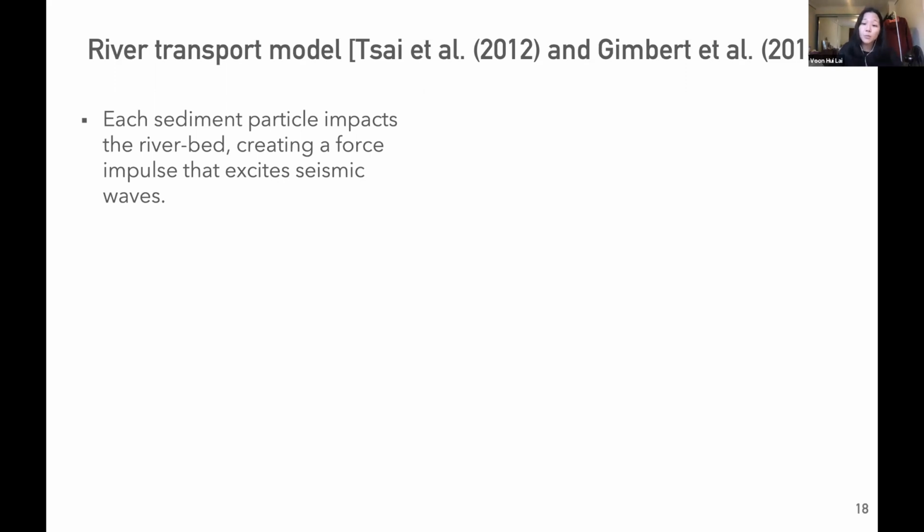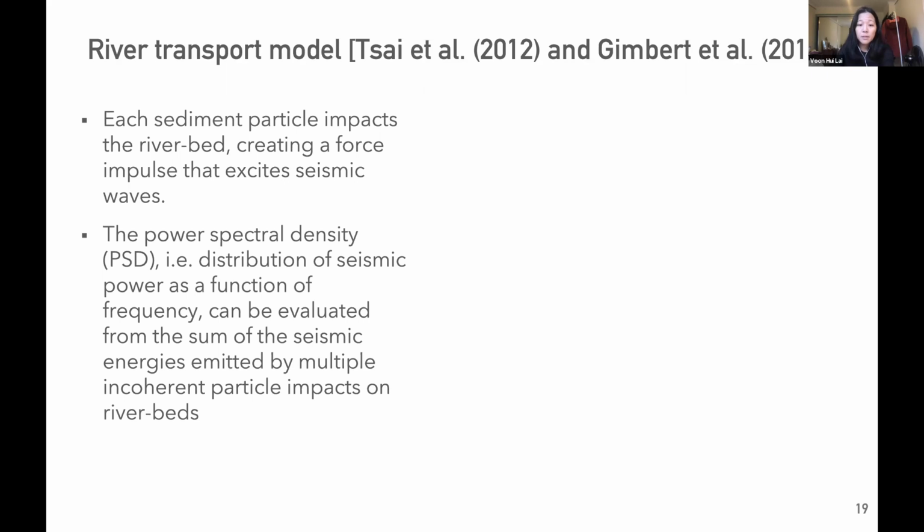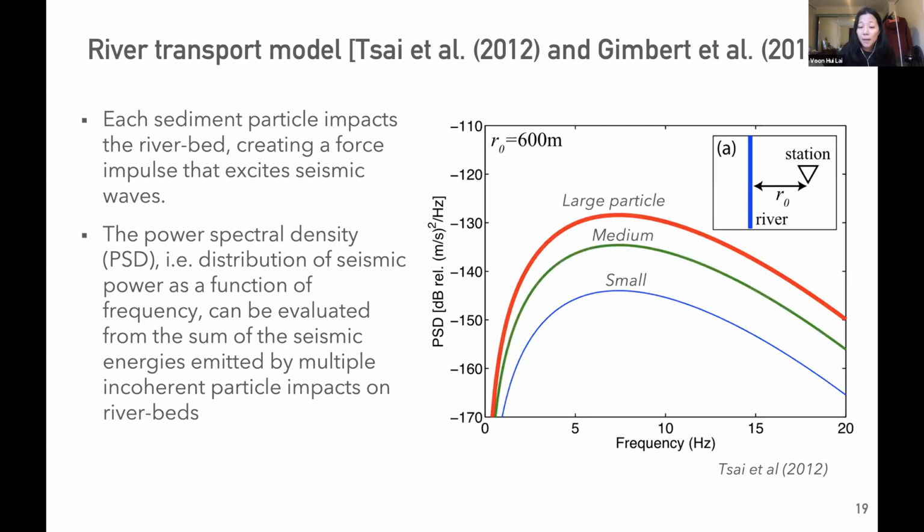The general idea is that each sediment particle impacts the riverbed and creates a force impulse, which then excites seismic wave that travels and gets recorded by a nearby seismic station. And with many particles, each impacting the riverbed at random times relative to the others, one can evaluate the sum of the energy by looking at the power spectral density observed at a given station. So we can imagine some of the parameters that are important, including a representative size of the particle bed load.